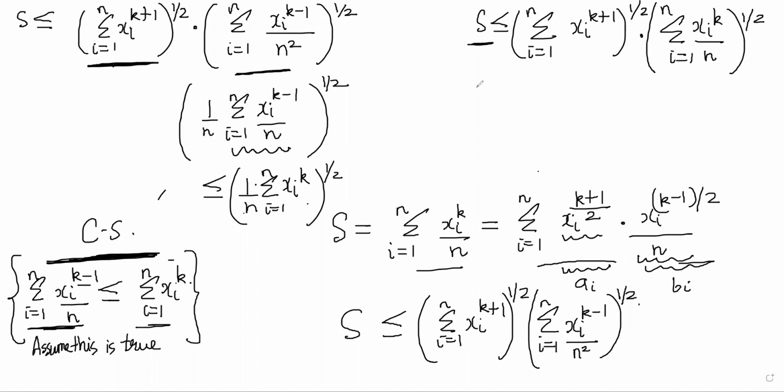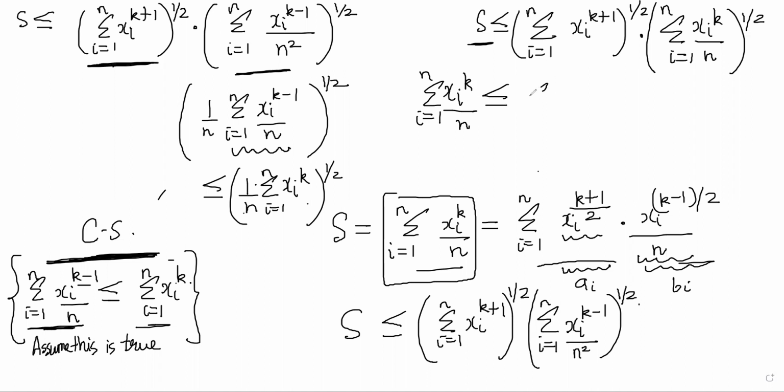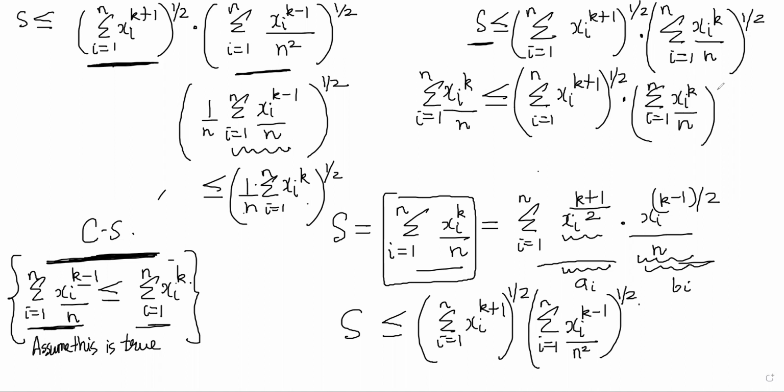And what was our S expression? The S expression was this, if you recall, right? This was my S. So I'll write that here. Summation i goes from 1 to n of xi power k by n is less than or equal to summation i goes from 1 to n of xi power k plus 1 to the power half, multiplied by summation i goes from 1 to n of xi power k by n whole to the power half.